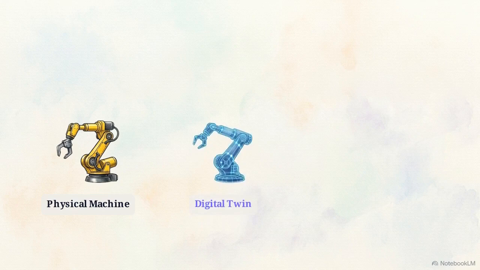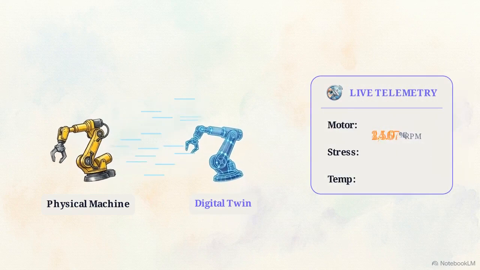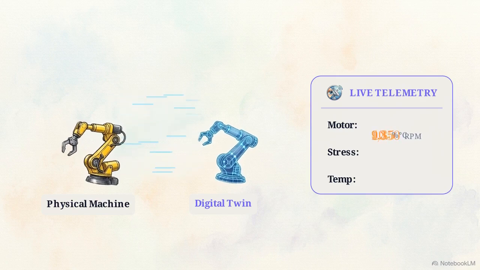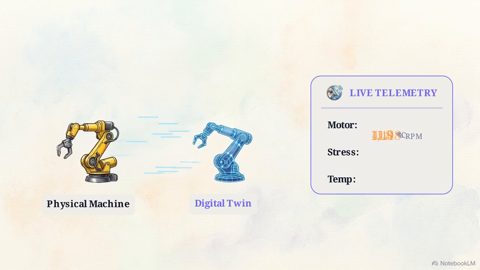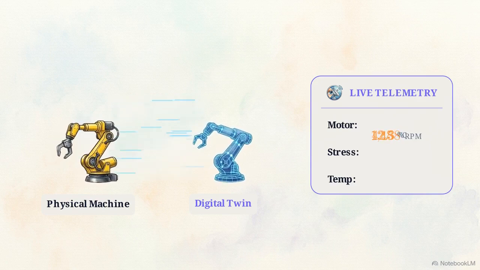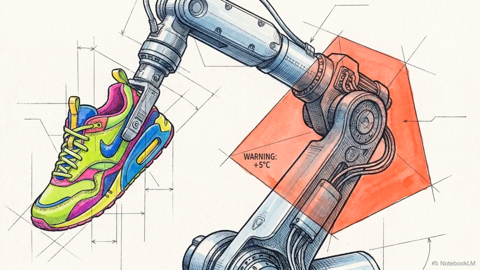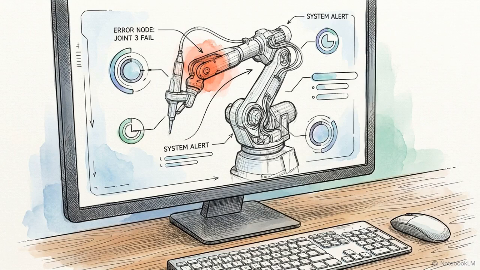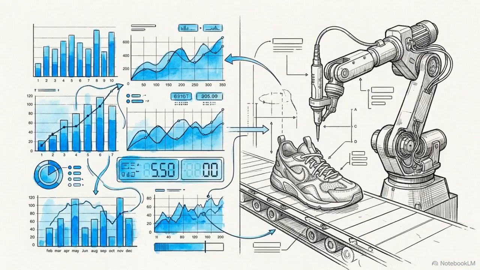A digital twin is a virtual replica of a physical machine, updating in real time. Its core strength is its accuracy, continuously monitoring physical details, like how fast a motor spins, the stress a joint is under, or how hot the equipment gets. If a robotic arm assembling your sneaker starts running 5 degrees too hot, the digital twin sees that change immediately. But the digital twin has a limit. It is strictly an information gatherer. It can see the problem perfectly, but it cannot reach out and change the machine's behavior to fix it.